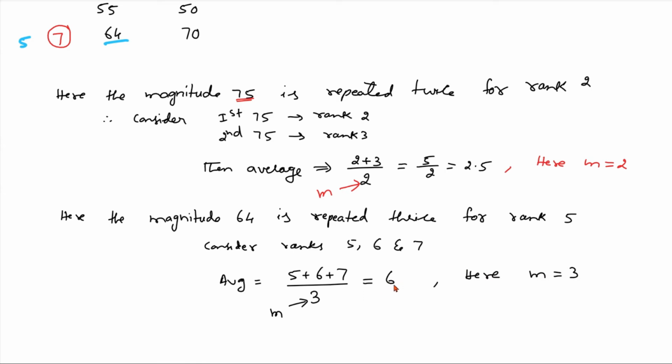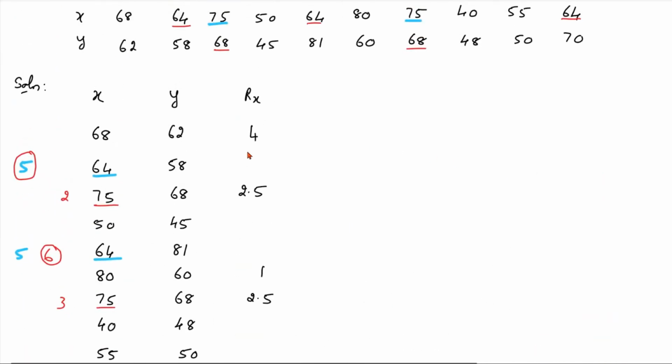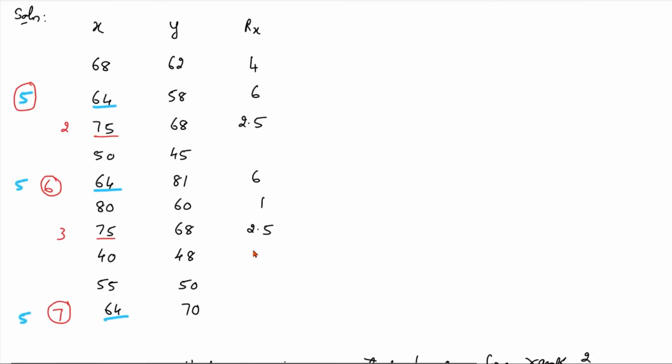So go back and give the average rank of 6 for 64. This 64 will take rank 6, this will also take rank 6, and this will also take rank 6. Right? So how many ranks are complete till now? 7 ranks, alright? 7 ranks.